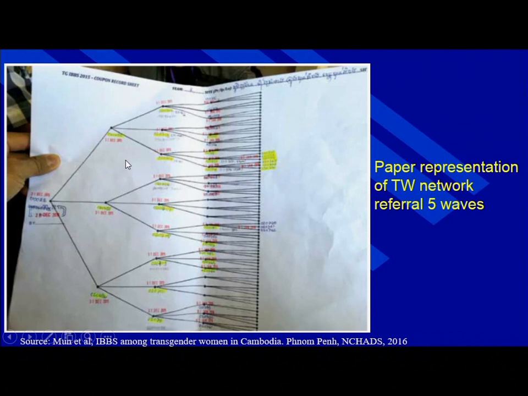Here is some written work from Cambodia. Actually, it's a paper representation of a transgender network referral sample from 5 waves. So you can see here wave 1. Here's the seed. Here are the referrals, more referrals, and another wave. And here's wave 5. You can see you start with 1, but in the end you have several hundred. You may have several hundreds of referrals.